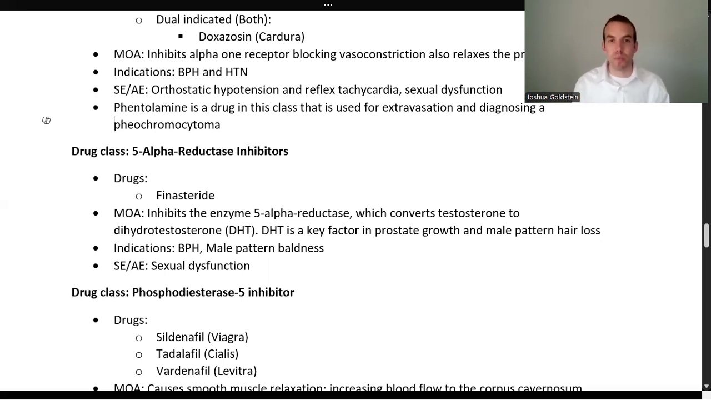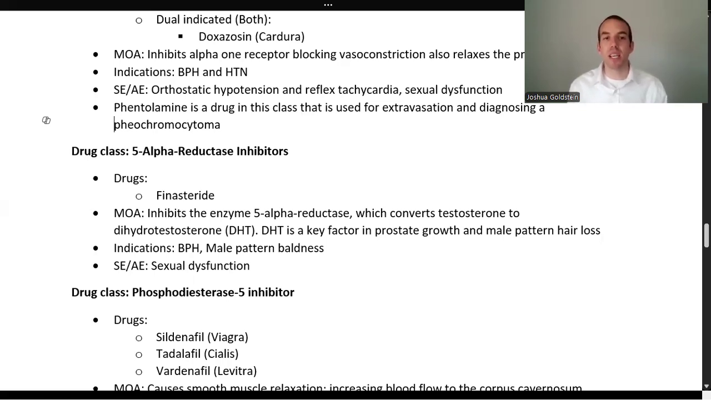How does this work? This one works in reducing prostate growth, again, so that the prostate is not inhibiting the urine flow through the urethra as much as it was previously. What do we use this for? We use this for BPH. It's also used for male pattern baldness. And again, this also has that side effect of sexual dysfunction that it can cause ED.